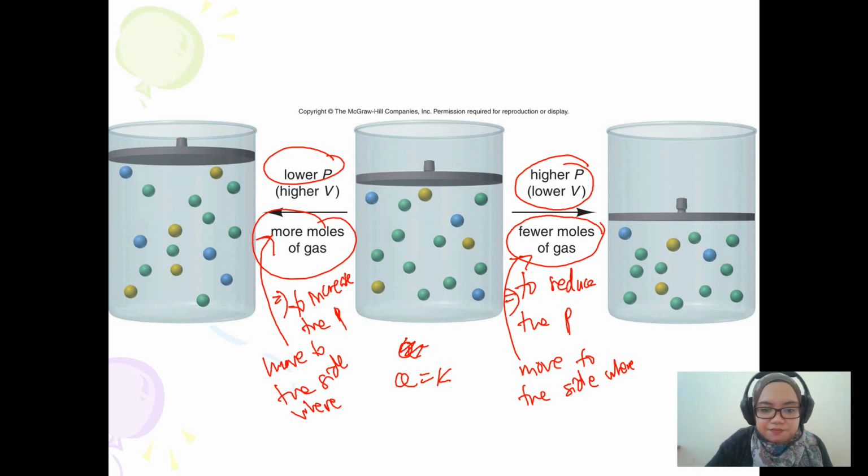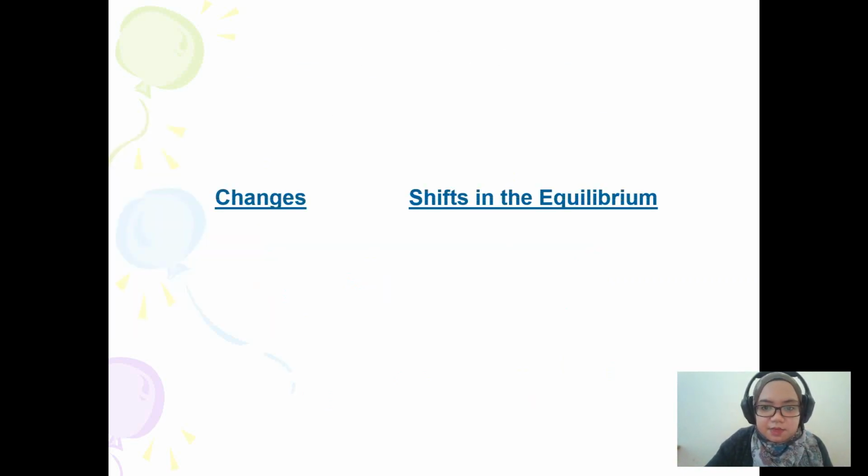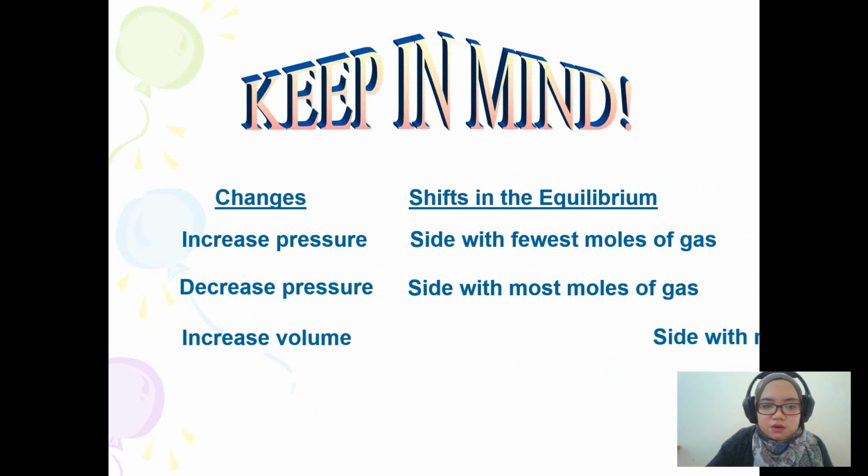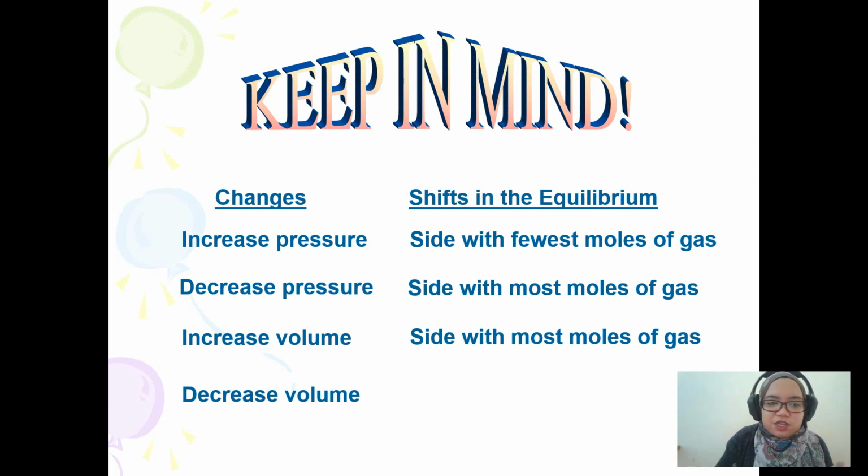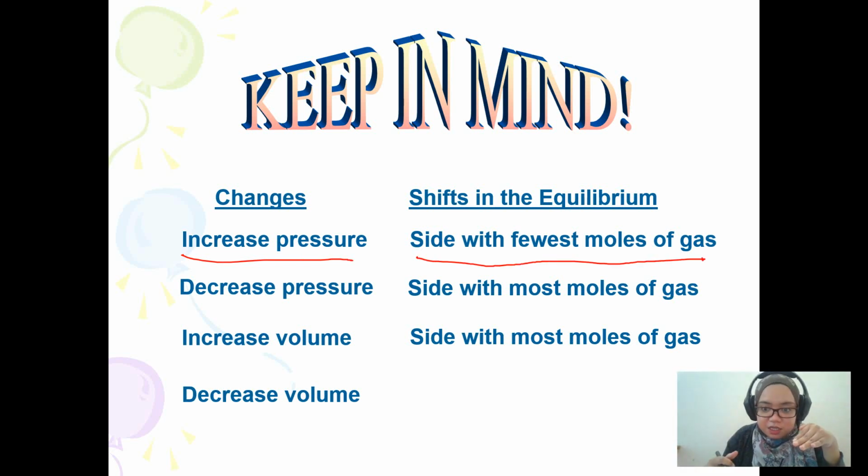Okay? Alright. Next. So, look here. If we increase the pressure, the system will try to decrease the pressure back. So the equilibrium will shift to the side with fewest moles of gas to reduce the pressure. Why? The fewer the moles of gas, the lower the pressure it exerts. If we decrease the pressure, it will go to the side with most moles of gas to increase the pressure back. Why? The more moles of gas, the higher the pressure, right?